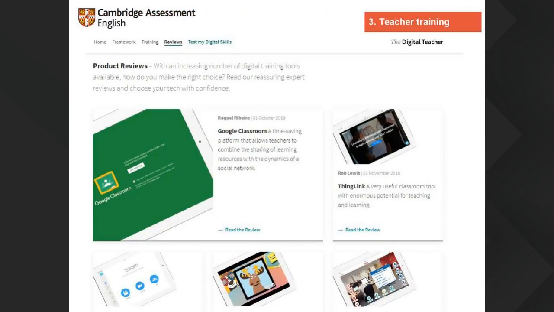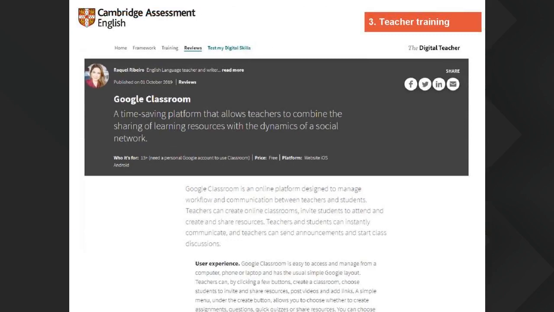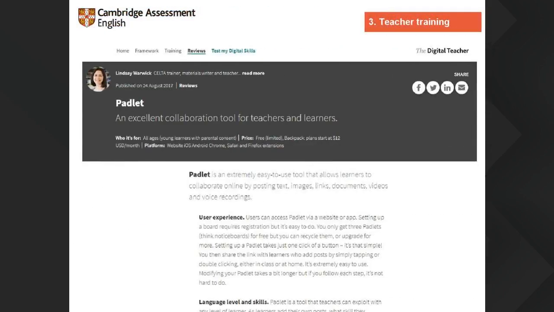ThinkLink, here are some product reviews, which I was speaking about earlier. So Google Classroom and ThinkLink here. Yeah, Zoom as well is there, and it will give you information about the user experience, how to support teaching and learning. So it is quite thorough. I think it is a great, useful website to check, so please use it, especially now.